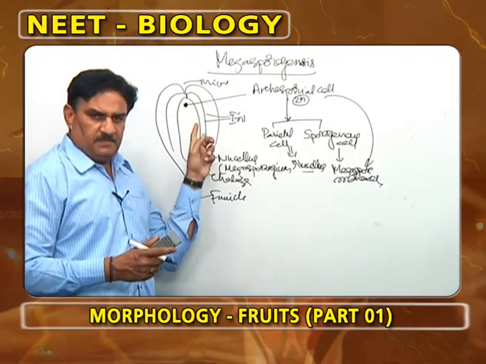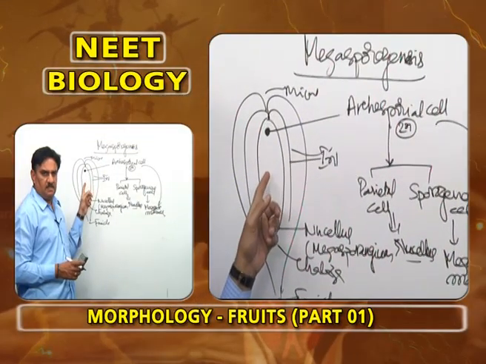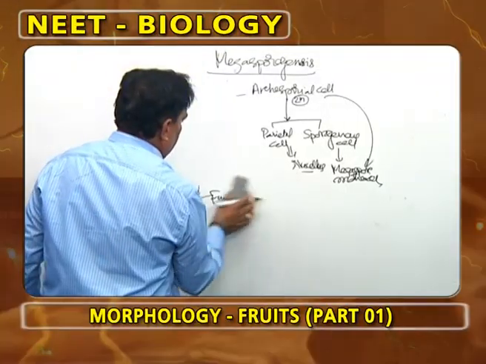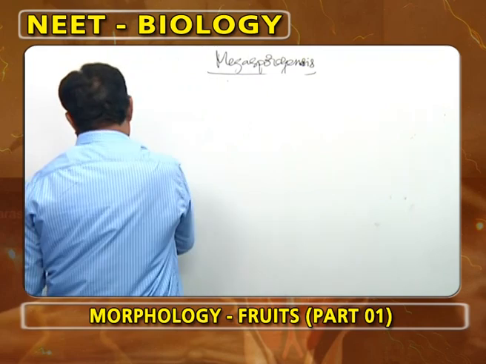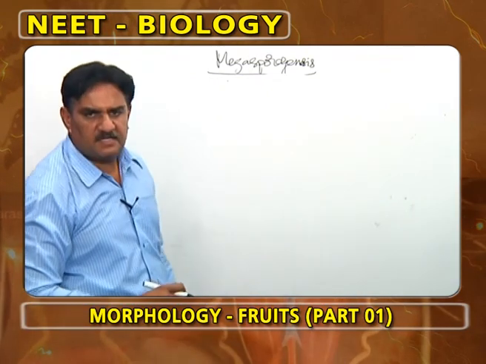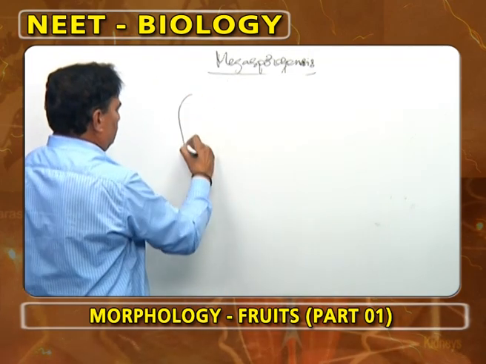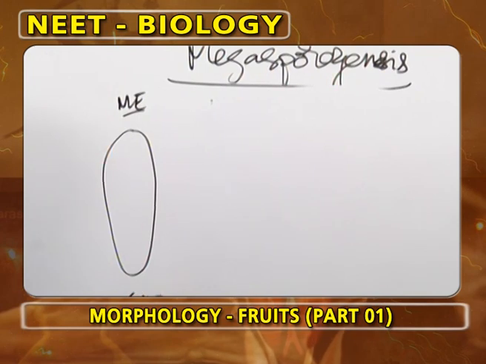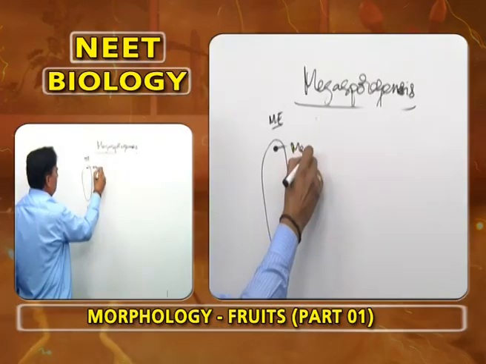So, one of the hypodermal cells in the nucellus transforms into an archisporial cell. The archisporial cell divides and gives rise to a parietal cell and a sporogenous cell. The parietal cell increases the amount of nucellus. The sporogenous cell converts into a megaspore mother cell. Now, in the nucellus, this end is the micropyle end, and this end is the chalaza end. It has one megaspore mother cell.